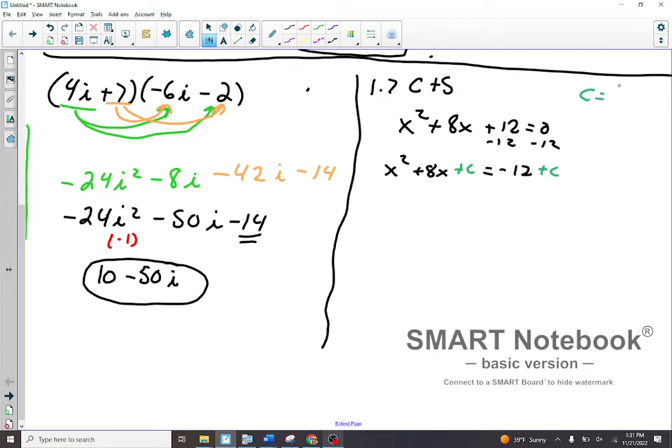C is going to become, or is, b over 2 squared. Your b value is always the number connected to x to the 1 power. In this case, it's 8. So 8 divided by 2, 4 squared, 16.